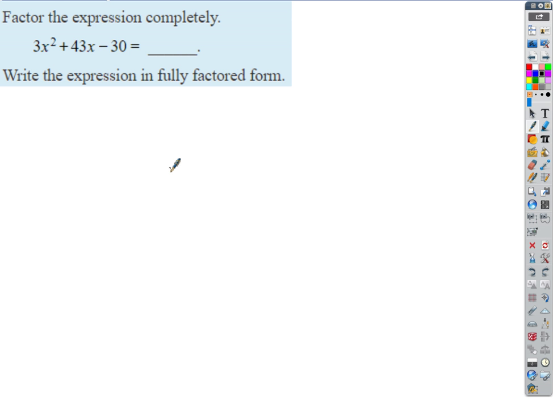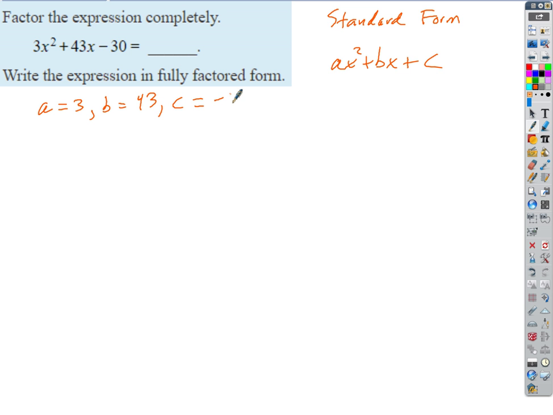Okay, we got to find magic numbers, right? So step 2, in step 1, a lot of times we won't even be able to do anything, like we couldn't here. Step 2 is going to be we got to find magic numbers. So remember, we're always going to be starting off in standard form, which is ax squared plus bx plus c, right? So let's first identify what are the values of a, b, and c. a is 3, b is 43, c is negative 30.